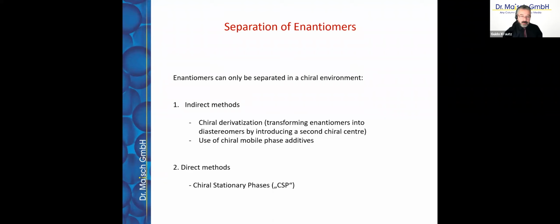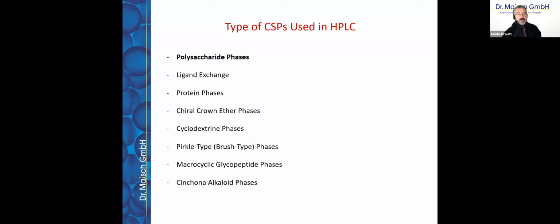Phases, and these allow us to separate enantiomers from each other. So chiral stationary phases are also referred to as CSP as an abbreviation. So there's a large number of chiral stationary phases, and the most popular ones are the so-called polysaccharide phases, which we will mostly talk about today.